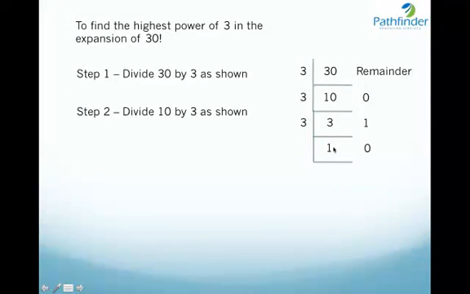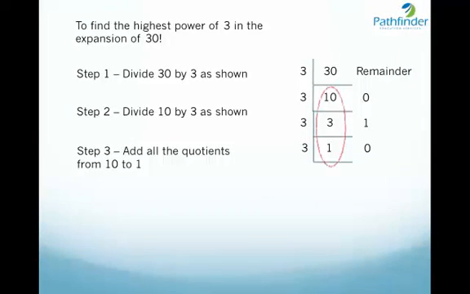And the next step is whichever quotients are there below 30, add them all up. So below 30 we have all these 3 quotients, 10, 3 and 1. So we add 10 plus 3 plus 1, which is equal to 14. So the highest power of 3 in the expansion of factorial 30 is 14.